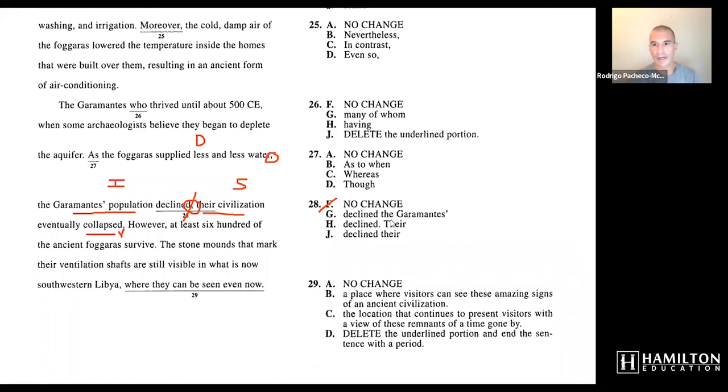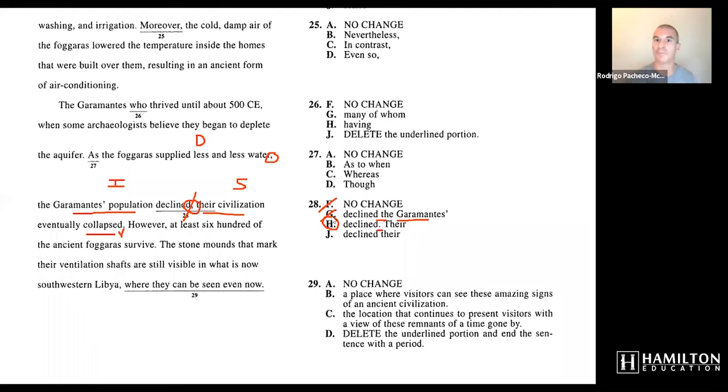G, this gives us a proper noun. So we swap out the possessive pronoun, but we still have a punctuation issue because this is still the beginning of a new clause. And so with G, we get a run-on sentence. H is our correct answer because we have two independent clauses, which means that they could be separate sentences.